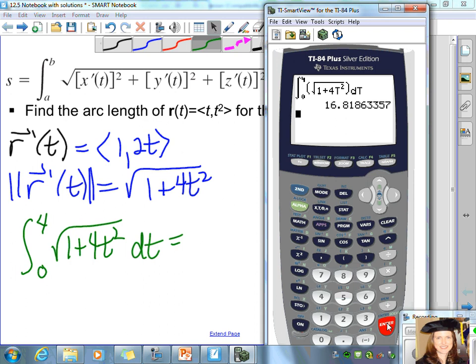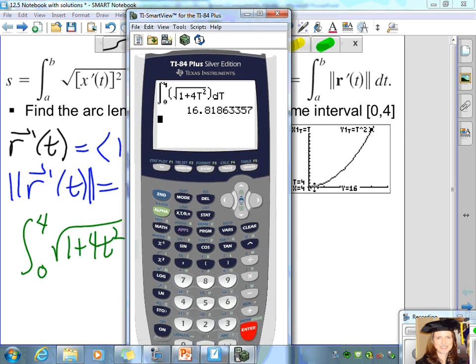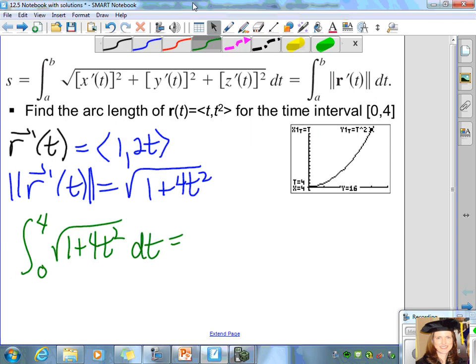16.8. So the arc length of the path from the point where time equals 0 to time equals 4, from the point 0, 0 to the point 4, 16, the length of that path is approximately 16.8. It's always nice to have a graph so that you can confirm that your answer is reasonable. So about 16.8.